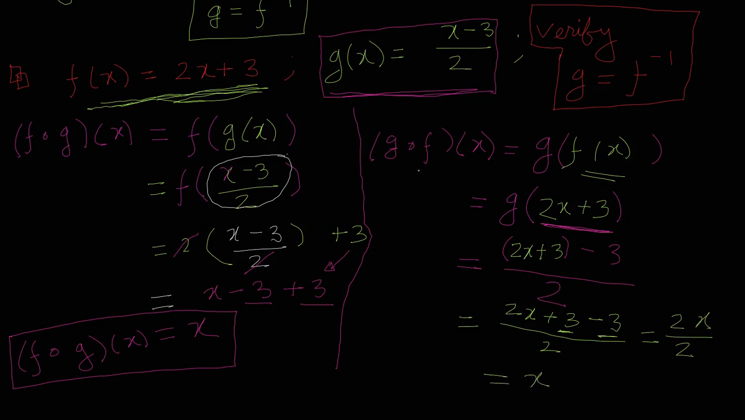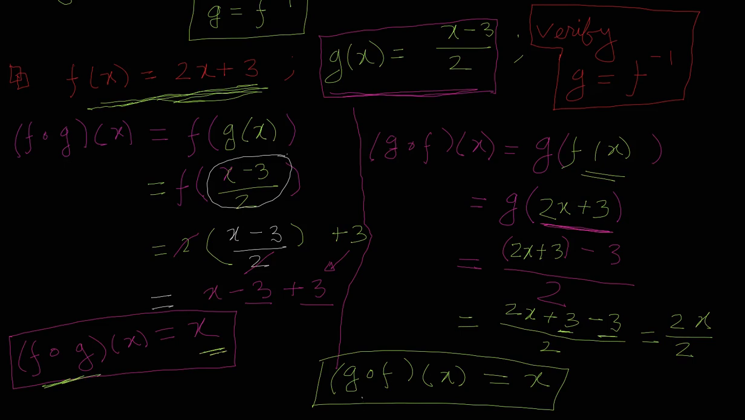So what I basically get is that the composition of function g with function f is actually equal to x. So let's summarize what I got. Previously I got the composition of function f with function g equal to x, and here I got the composition of function g with function f also equal to x.